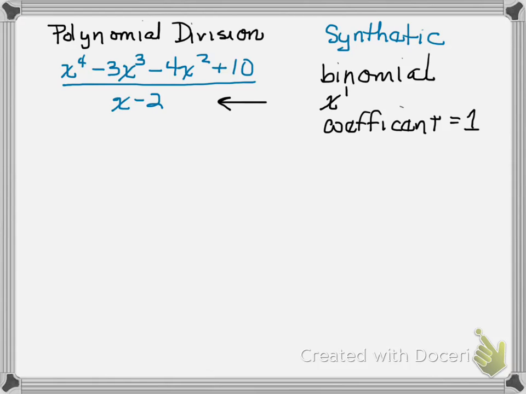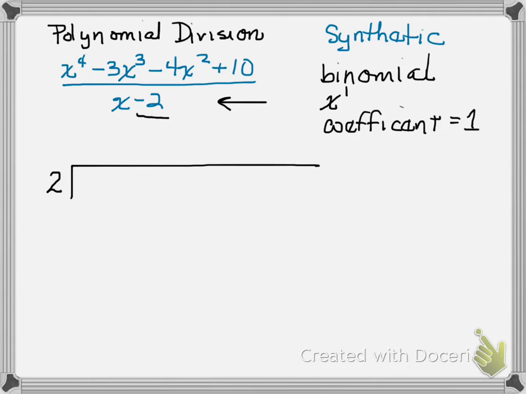So first thing we do to get started, we write our division symbol. And our divisor, x minus 2, the only part of it that we're going to write down is the constant term. Our constant term is a minus 2, and for synthetic division we write it with the opposite sign. So instead of writing minus 2, we write a 2.